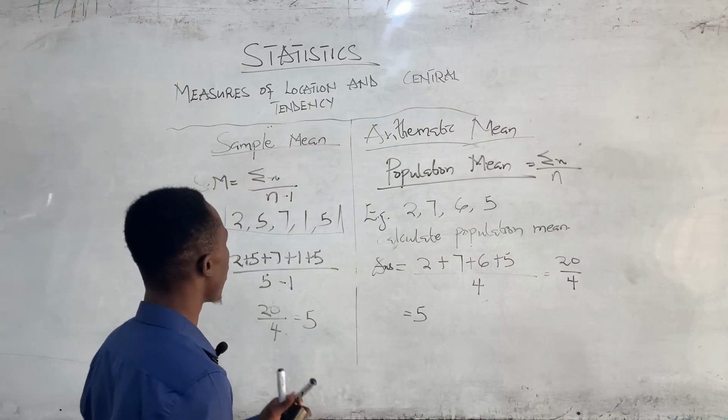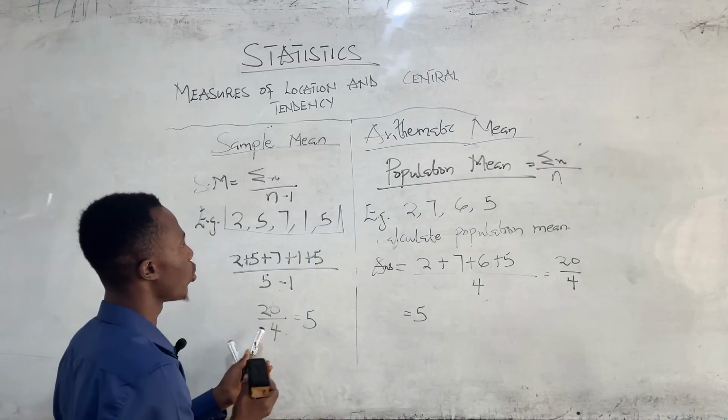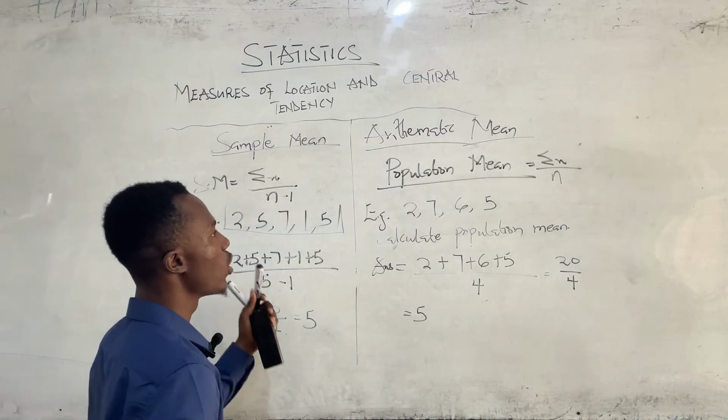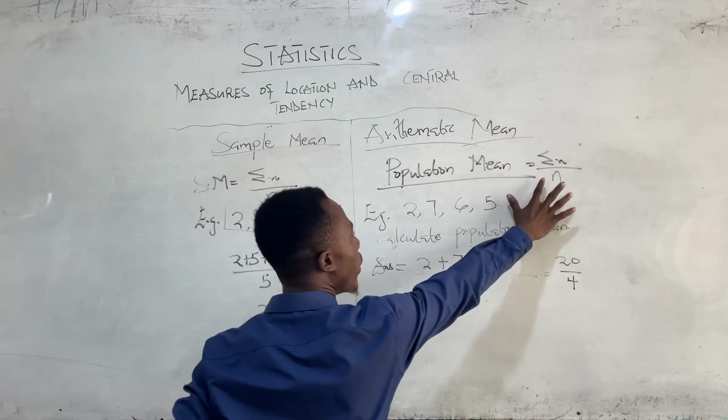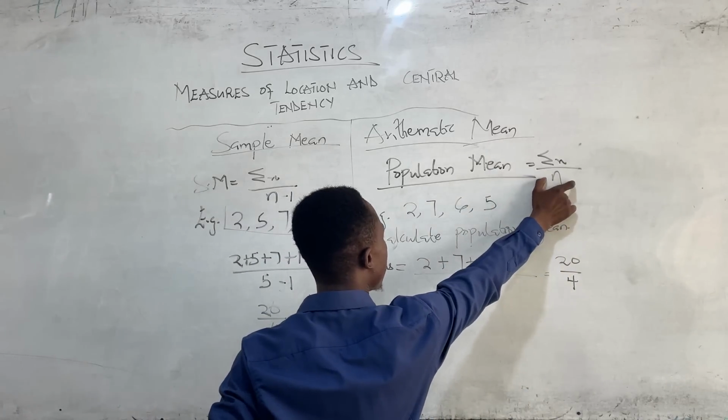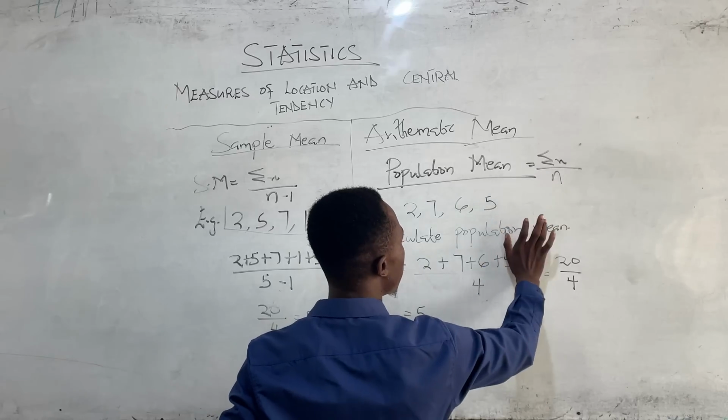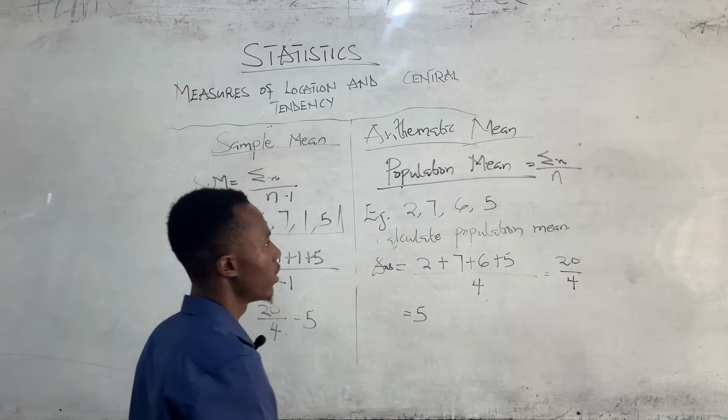Anytime you are calculating the sample mean, anything sample, just take 1 from the denominator or the frequency. But when you are calculating for the population, always the number of observations or occurrences will be the denominator, and you sum everything here. Do you get it?